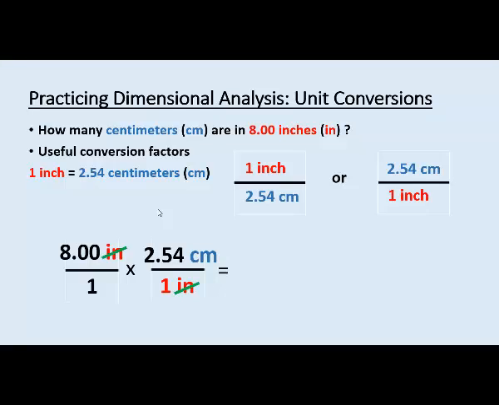So I take the 8 inches times 2.54 centimeters per 1 inch, and I'd end up with an answer of 20.3 centimeters as I convert my inches to centimeters over 1, and I can go ahead and write that as a number that's not a fraction at the very end. So I can report that as 20.3 centimeters. Very simple once you realize we're canceling units just like they were variables in dimensional analysis.